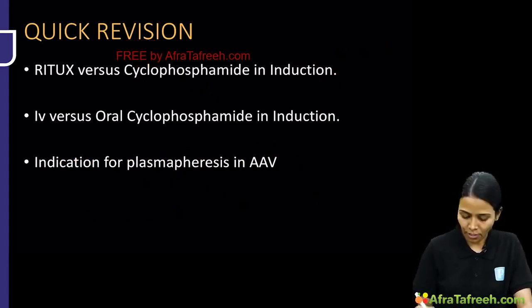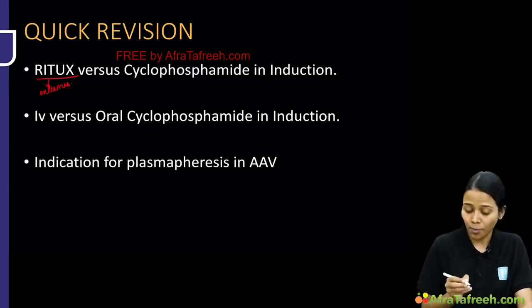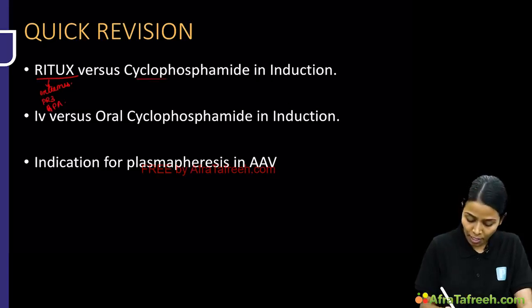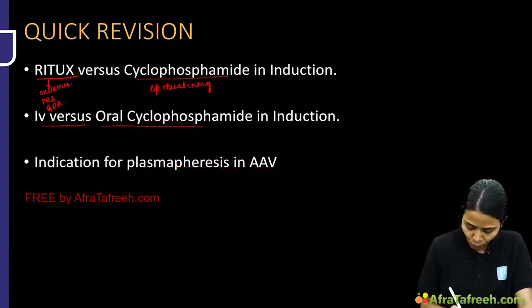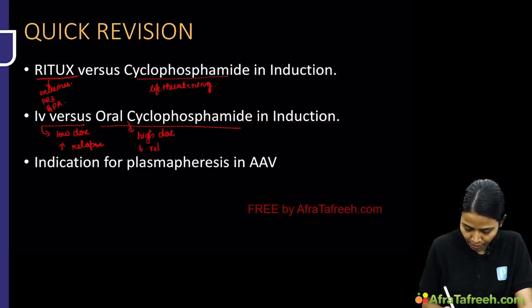Rituximab versus cyclophosphamide in induction. Rituximab we know is used in extremes of age group or when fertility needs to be preserved, in PR3 positive disease or in GPA. So these are the conditions in which rituximab was preferred. Cyclophosphamide is used if there is a life-threatening increase in creatinine, like the patient requiring dialysis, all those severe conditions. IV versus oral cyclophosphamide in induction, we discussed already. IV is low dose, high relapse. Oral is high dose and less relapse.